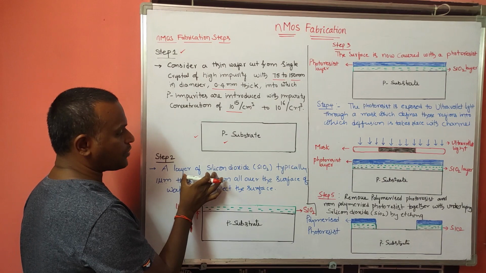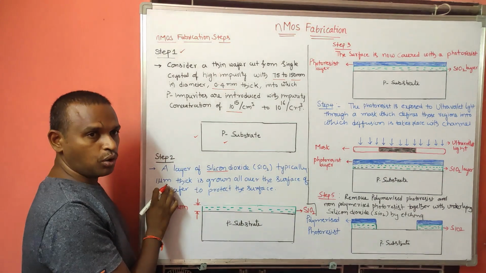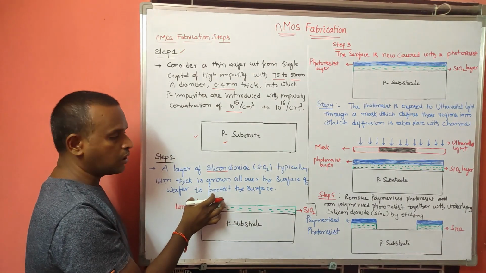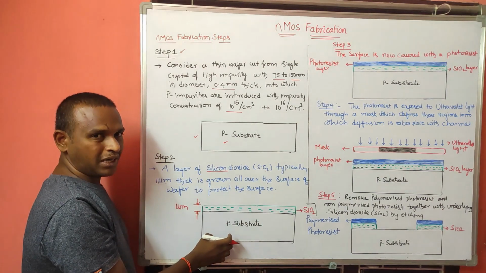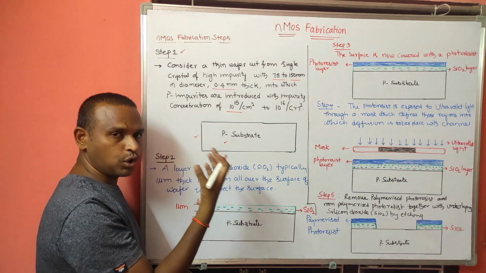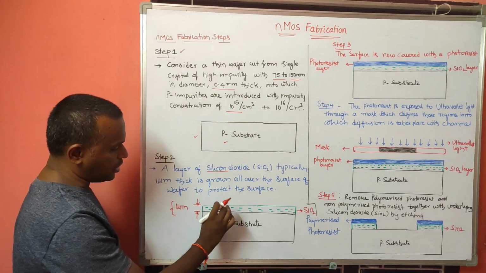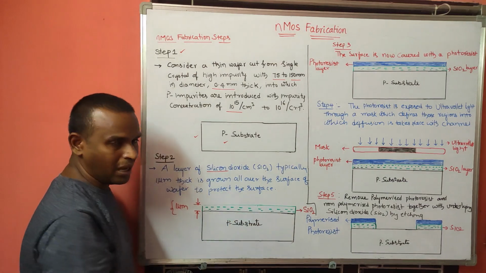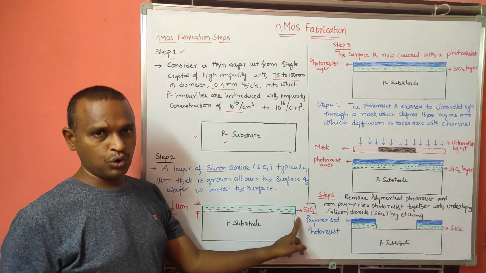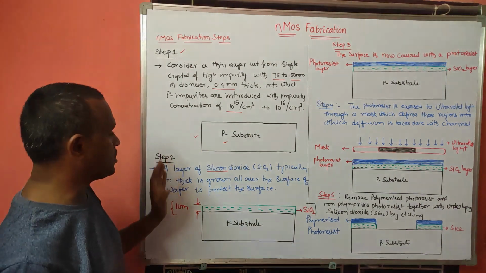So a layer of silicon dioxide, SiO2, typically of 1 micrometer thickness, is grown all over the surface of the wafer to protect the surface. To protect this surface of the wafer, we will place an SiO2 layer of thickness 1 micrometer. The green color representation I have done here on this diagram is nothing but the SiO2 layer of thickness 1 micrometer. Okay, so this is the second step.